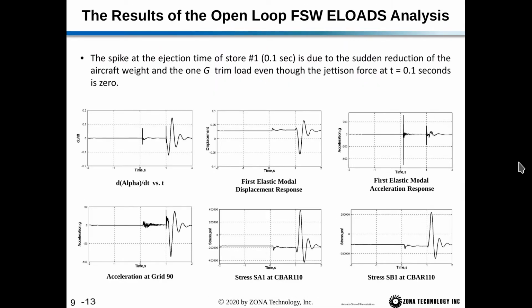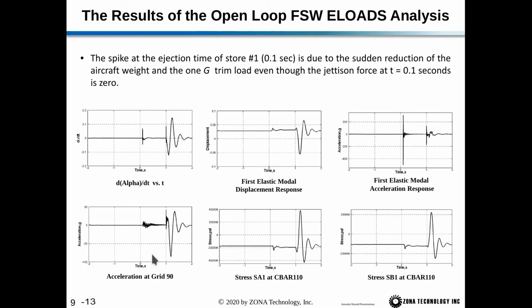So this is the results from doing the analysis. So our measured quantities here, we have the time derivative of the airframe state alpha. We have the first elastic modal displacement response, the first elastic modal acceleration response. We have the acceleration at grid 90, stress SA1 and SB1 at CBAR 110. So at 0.1 seconds, remember we're just dropping the first store with no forcing function, and then at 1 second we're dropping the second store with a forcing function.